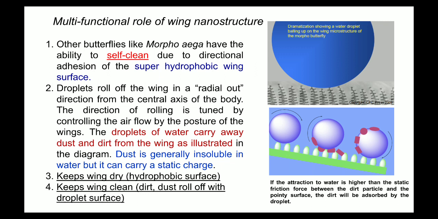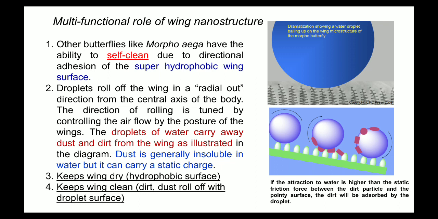So the droplets roll off the wing in a radial outward direction from the central axis of the body, because it is tilted at some angle with the body. The butterfly wings are tilted at some angle with the body, so the droplets will just roll off. The direction of the rolling is tuned by controlling the airflow by the posture of the wing. That you can understand.